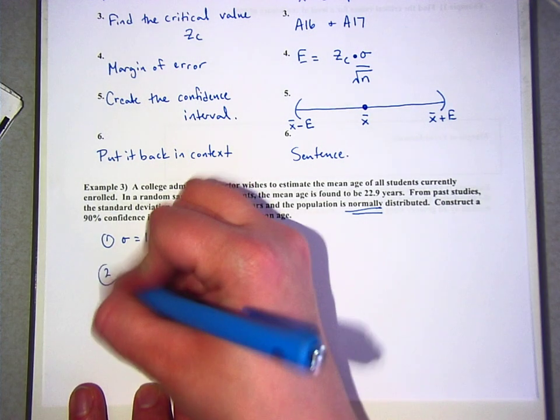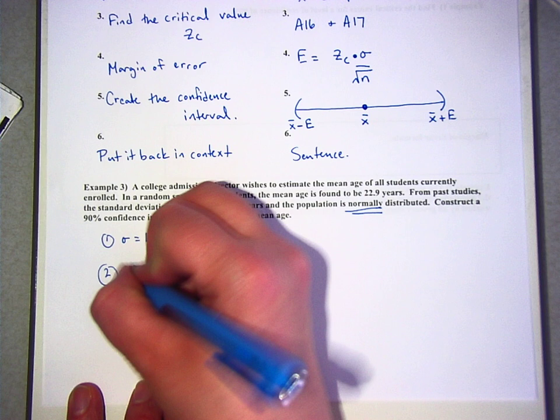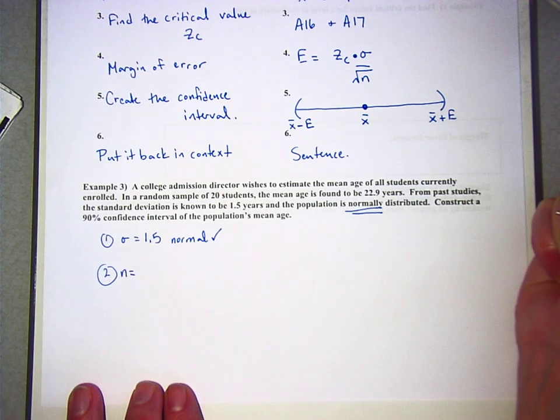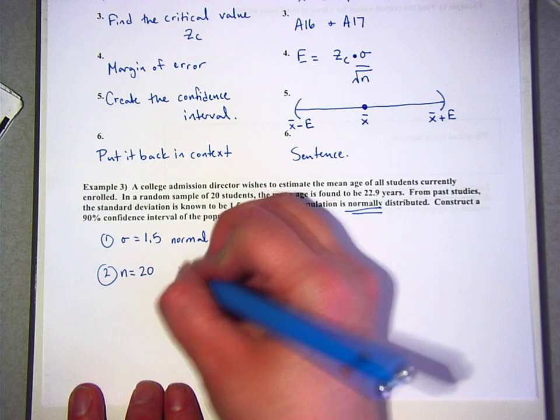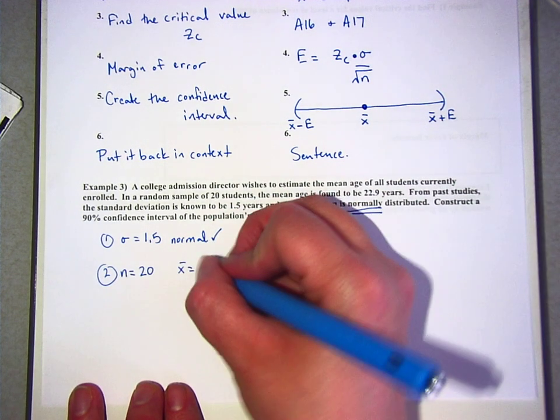Number 2, we've got to find our sample stats. We know that n is what? 20. And x bar is 22.9.